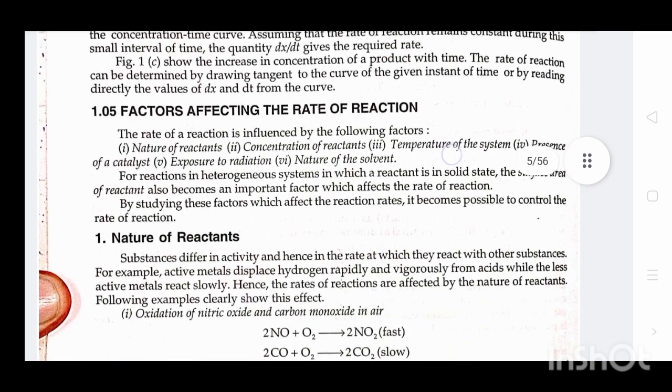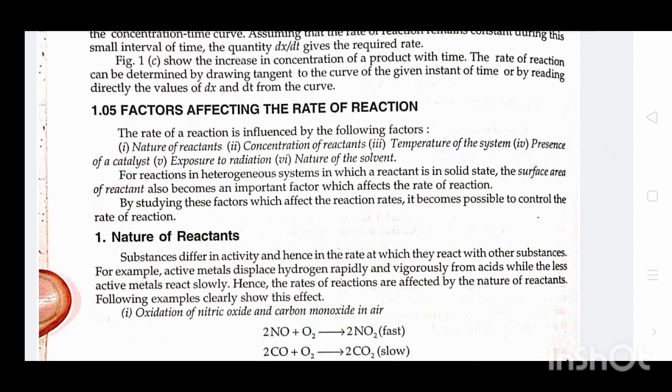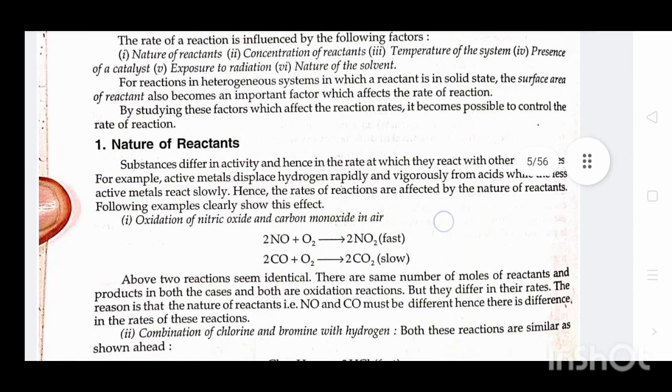Factors affecting the rate of reaction. The rate of reaction is influenced by the following factors: nature of reactant, concentration of reactant, temperature of the system, presence of catalyst, exposure to radiation, and nature of solvent. For a reaction in a heterogeneous system in which a reactant is in solid state, the surface area of the reactant also becomes an important factor which affects the rate of reaction. By studying these factors which affect the reaction rates, it becomes possible to control the rate of reaction.